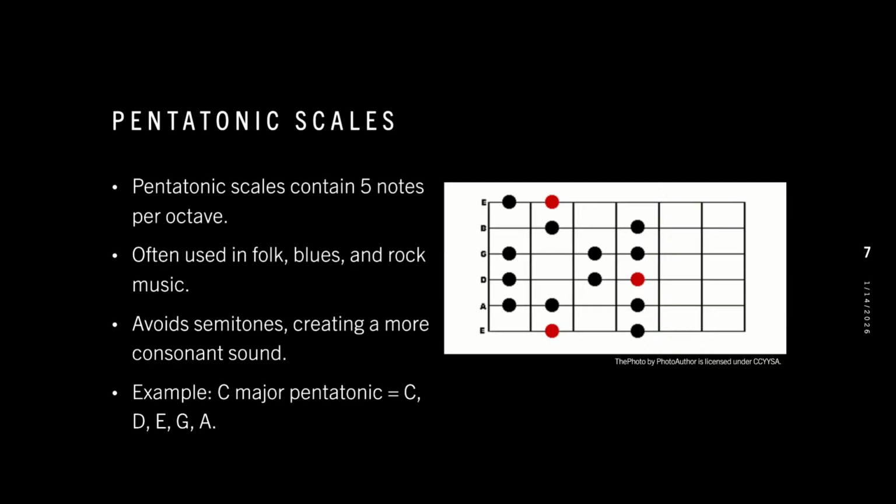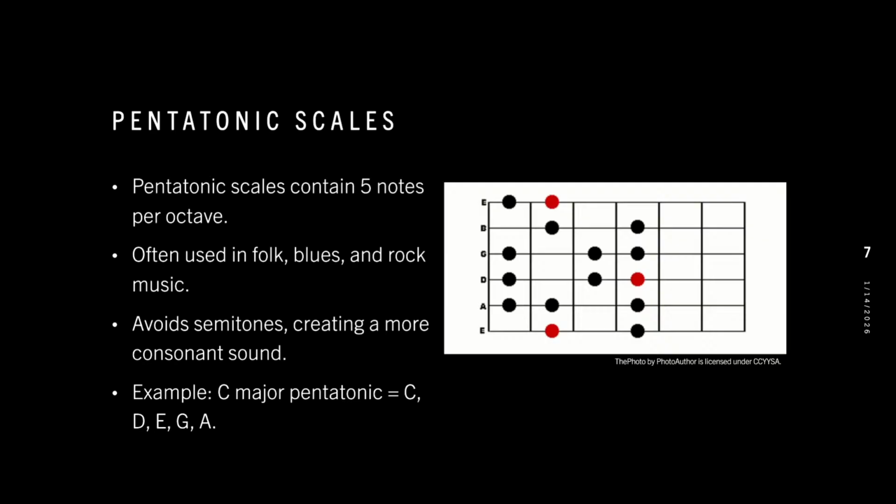For example, the C major pentatonic scale consists of C, D, E, G, and A. Notice that F and B are omitted. These are the notes that would create semitones with others in the scale. Pentatonic scales are often used in guitar solos, folk melodies, and vocal improvisation, making them a versatile tool for musicians of all levels.